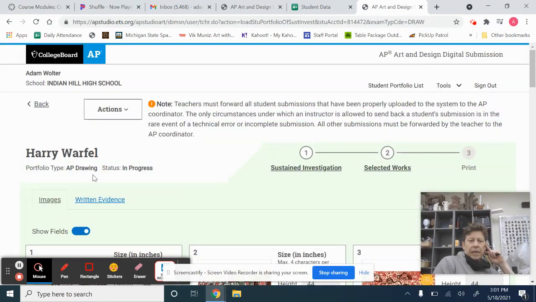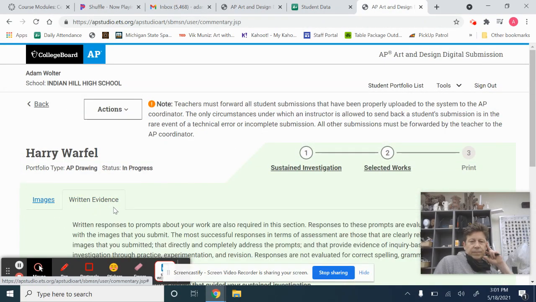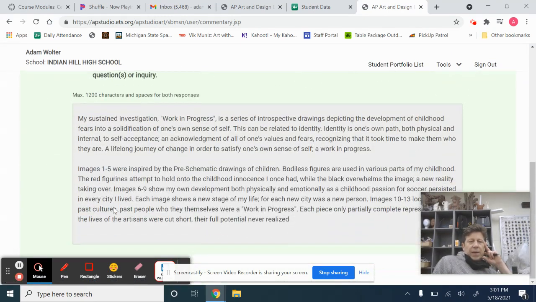If we go and look at his written evidence, he writes about his investigation being called work in progress and that everybody is their own work in progress. He talks about specific images. Images 1 through 5 were inspired by pre-schematic drawings of children, bodiless figures, used in various parts of my childhood. The red figurines attempt to hold on to childhood innocence I once had, while the black overwhelms the image, a new reality taking over.